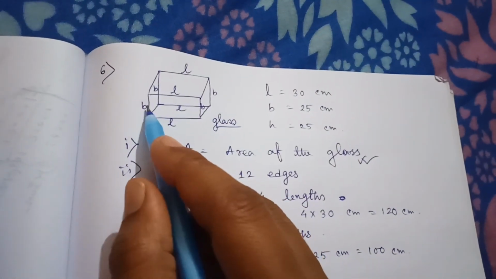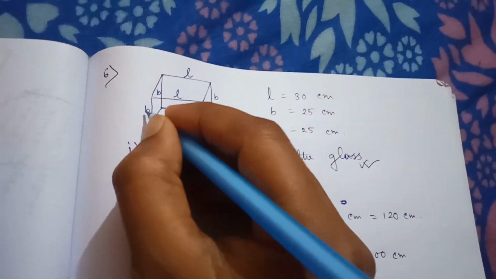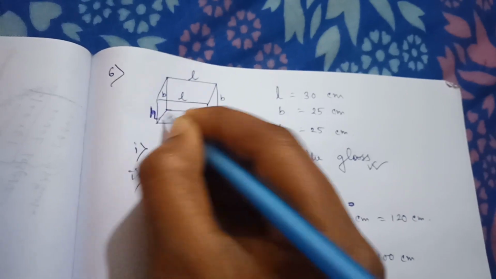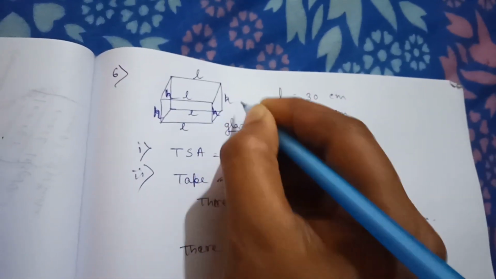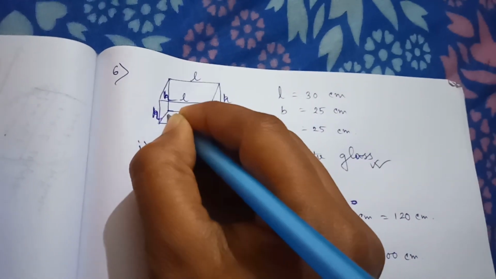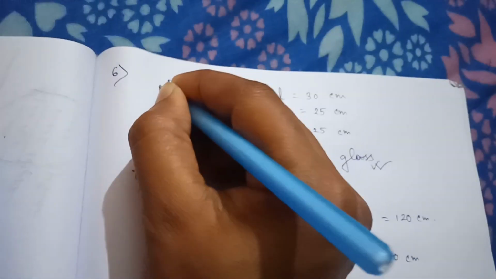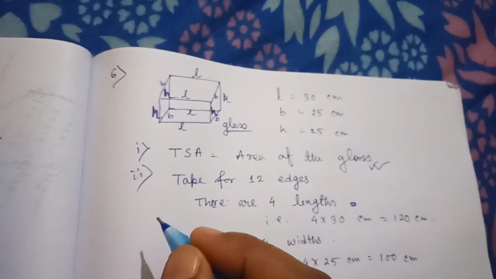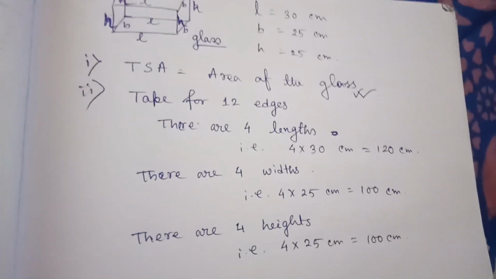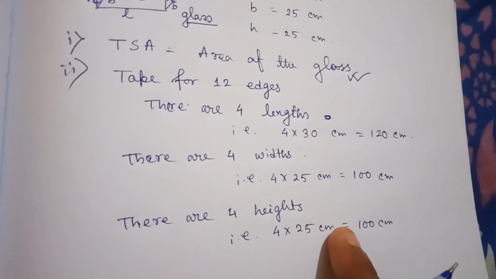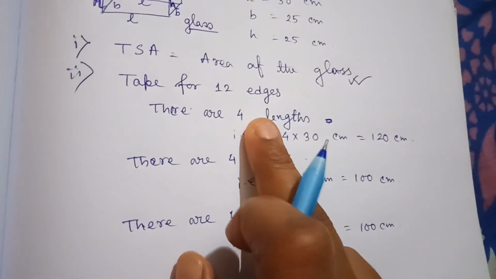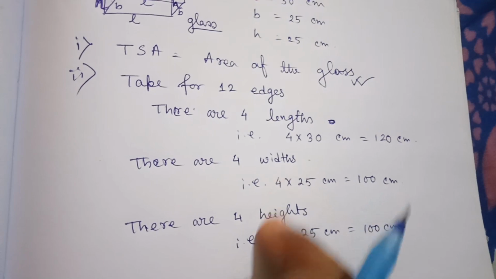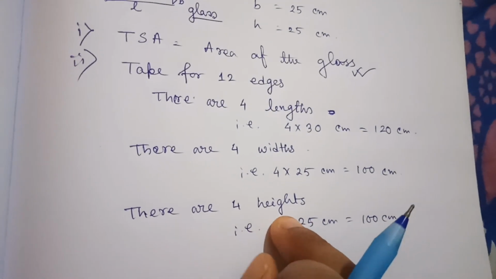Sorry, I have actually written B in place of H. I am just correcting it. This will be height, 4 heights, and B will be this one, 1, 2, 3 and 4. Okay. So ultimately you will be getting these 3 lengths of 4 lengths, 4 widths and 4 heights.